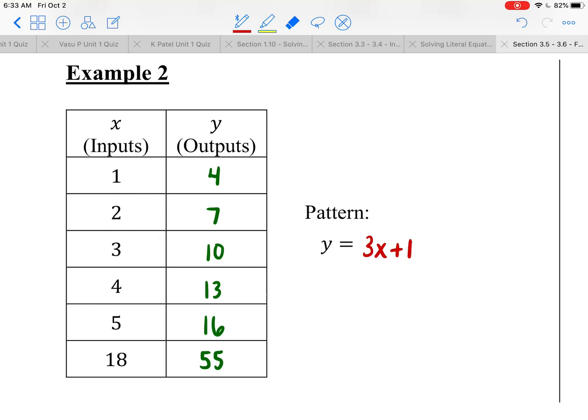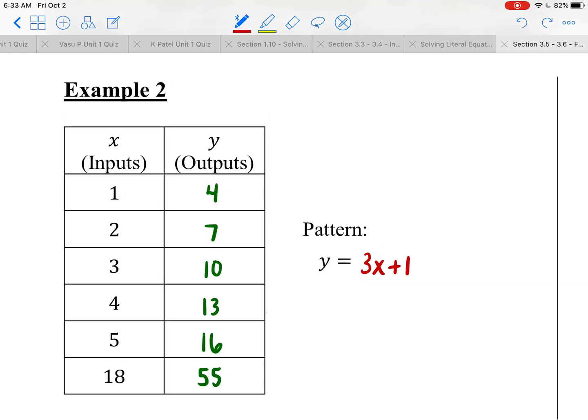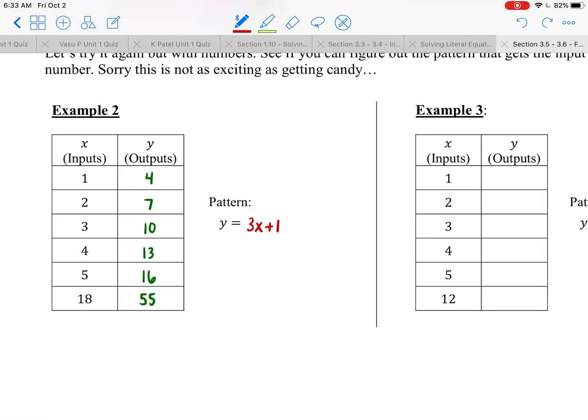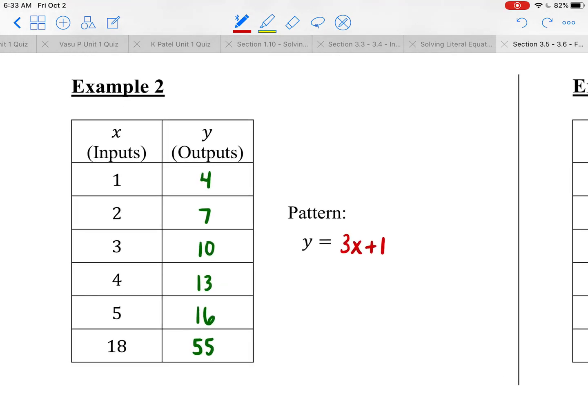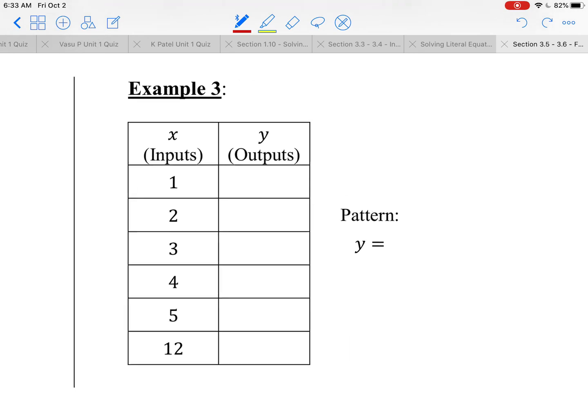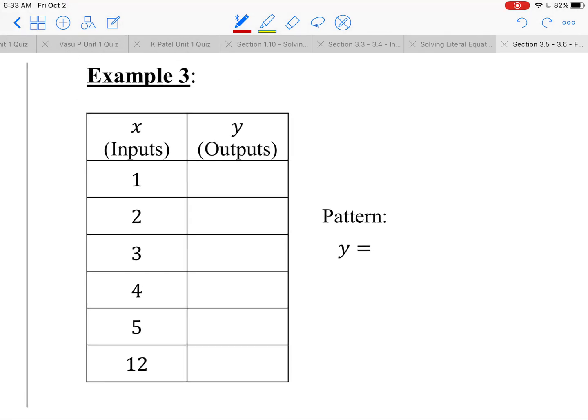So the pattern here is take the input number, multiply it by 3, and then after you multiply by 3, you add 1, and that would give you the output number. And that works for all of these. So this is a really crucial, important skill. And if you're good at doing this, especially with live statistical data, like for insurance companies, you can make a lot of money. Okay, next one.